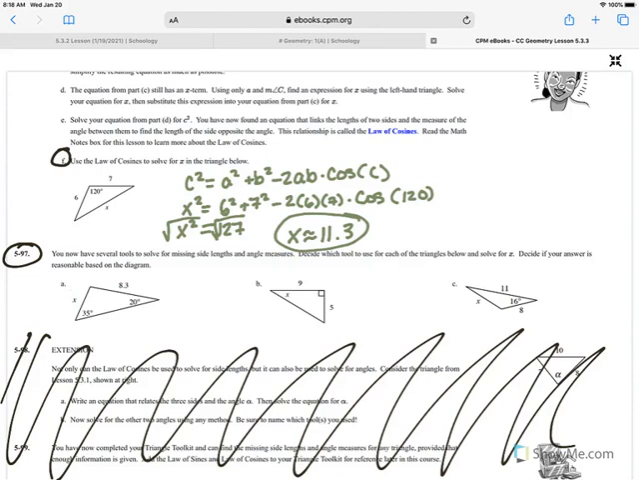Okay, the next problem that we're going to do is problem 97. It says, you now have several tools to solve for missing side lengths and angle measures. Decide which tool to use for each of the triangles below and solve for x. Decide if your answer is reasonable based on the diagram. Go ahead and pause. I want you to try these first. You are going to have a law of sines, a law of cosines, and just a sine, cosine, or tangent. So pause this video, try all three of these, and then start it, and we'll go through them together.